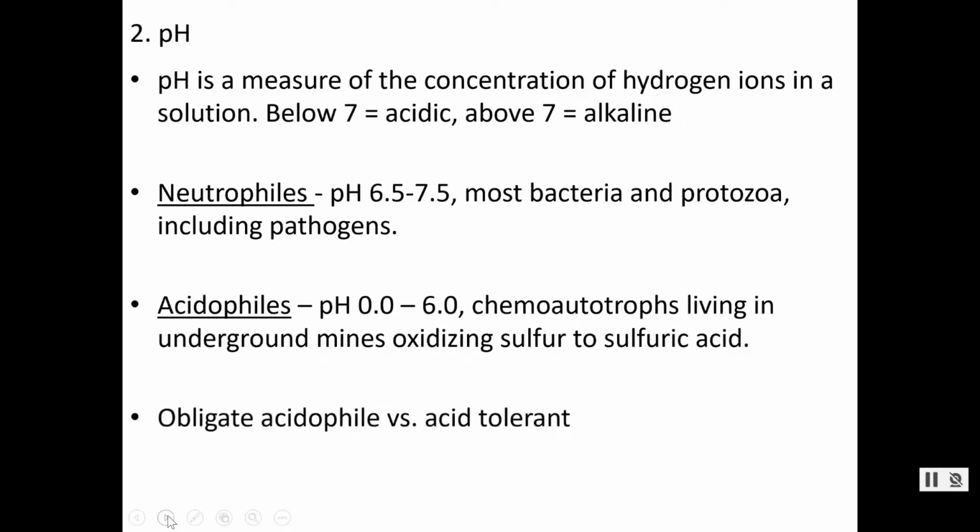Now there is a difference between an obligate acidophile and an acid tolerant acidophile. Based on these words, obligate means they have to have an acidic environment. Acid tolerant means that they have adapted to tolerate some acidity, but they usually change their environment right around them to a more neutral environment.